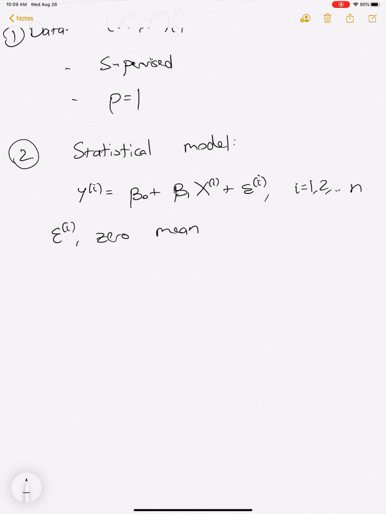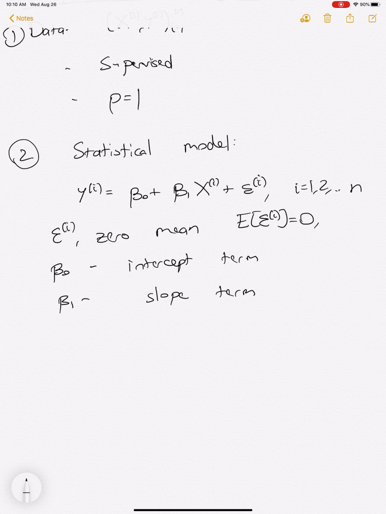Zero mean. So what that means is that, if it was not zero mean, this wouldn't make a lot of sense, because you could just add that mean to the beta 0 intercept term. So that's why we're assuming zero mean here. And then what we have in this model is that beta 0 is the intercept term, and beta 1 here is the slope term. And this is really the standard statistical model that we're going to assume for linear regression.